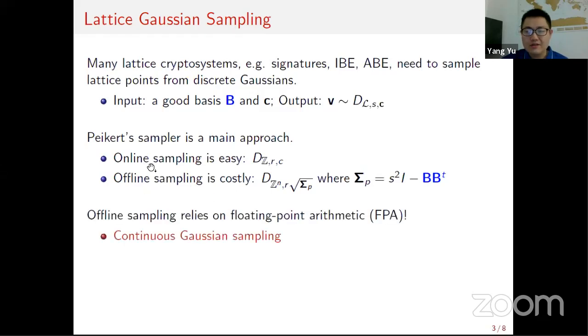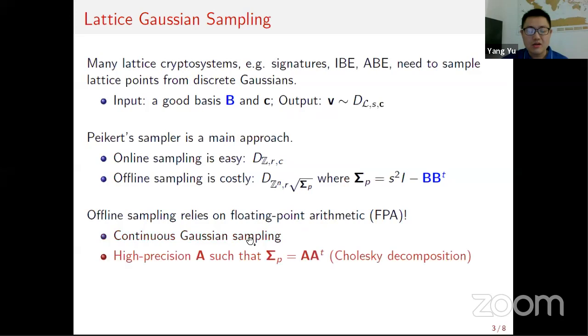While the online sampling can be fully performed over integers, the offline sampling still heavily relies on floating point arithmetic because it requires doing some continuous Gaussian sampling. And also, it requires computing some gram root A of the covariance matrix sigma_p. And the only suggested way to compute such A is Cholesky decomposition. So A is a square matrix, but of high precision.